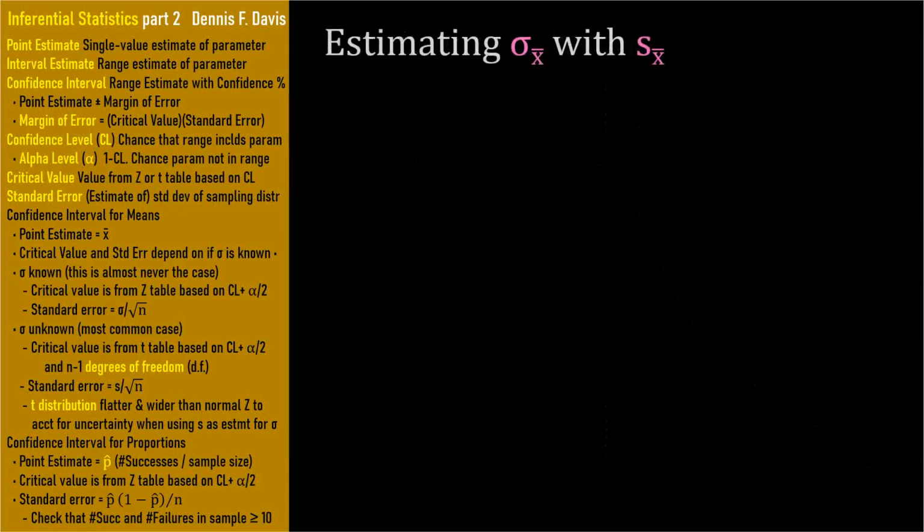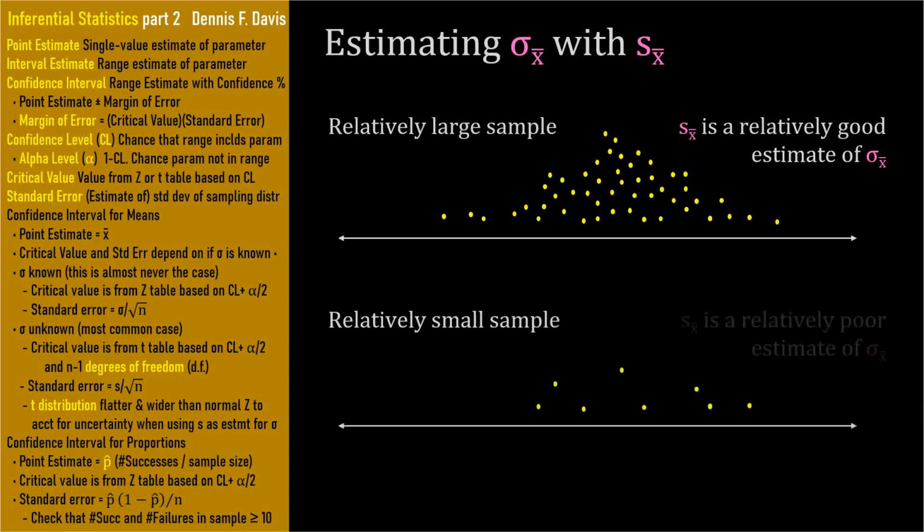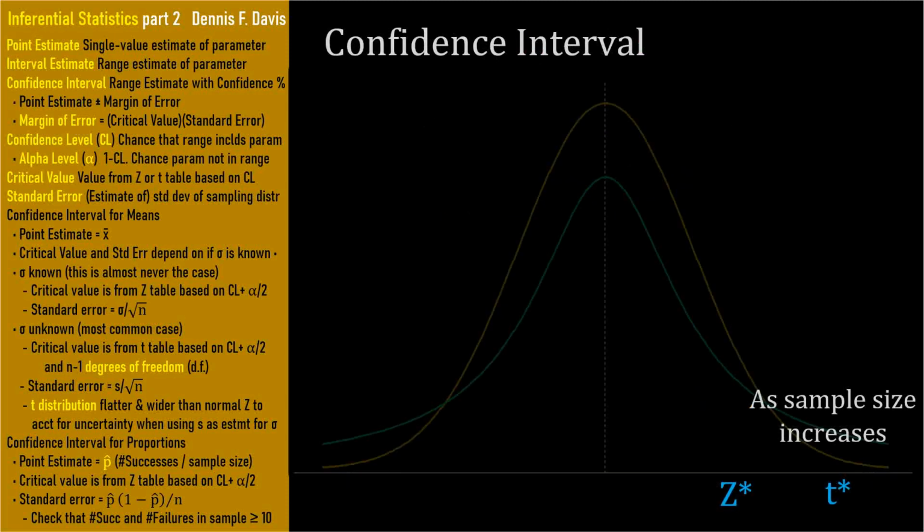When we have a large sample, then the standard error of the mean, S sub x bar, is a pretty good estimator of sigma sub x bar. When the sample is smaller, not as good. With larger samples, there's less uncertainty. This means we don't need as big an adjustment with the critical t-value we use. The larger the sample size, the closer critical t can be to critical z, because there's not as much uncertainty for t to account for. So how do we do that?